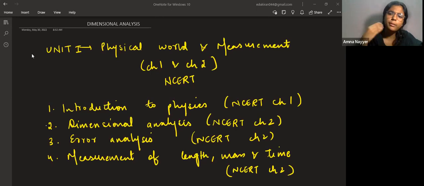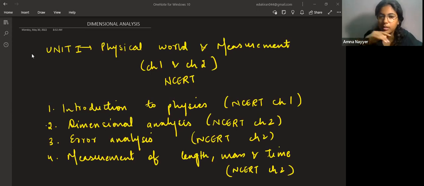Then after this, I'll be practicing mathematical physics, which is calculus, and in that we have differentiation and integration. But before that, we'll try to complete this lesson only, physical world and measurement. Chapter one in your NCERT is a very theoretical chapter. Few forces are given that we won't discuss in detail.